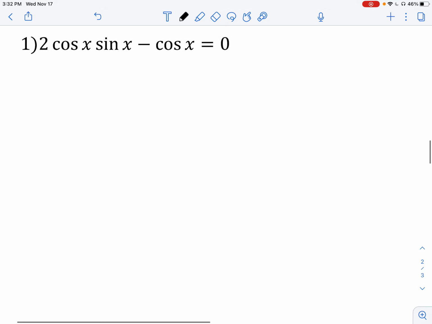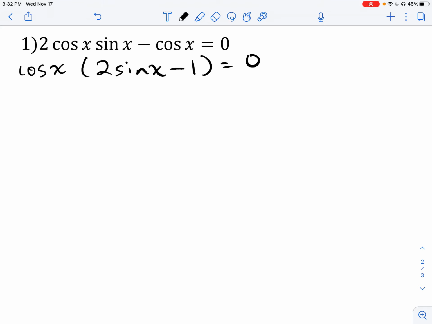So we've got 2 cosine x sine x minus cosine x. If we think about this algebraically, this is not all that different from seeing something like this. We know that we would want to find a way to factor out any common factors. So in this case, our common factor is cosine x. So I'm going to say cosine x times 2 sine x, which is what's left over, minus 1, is equal to 0. Now that we've got two different factors, we can set each equal to 0.